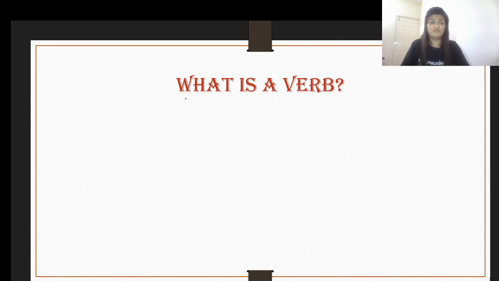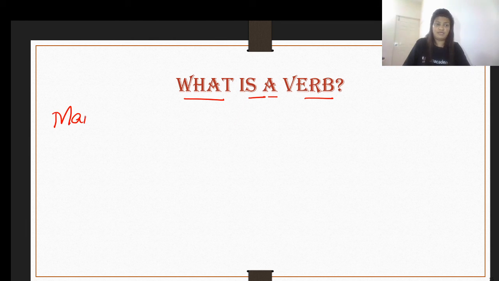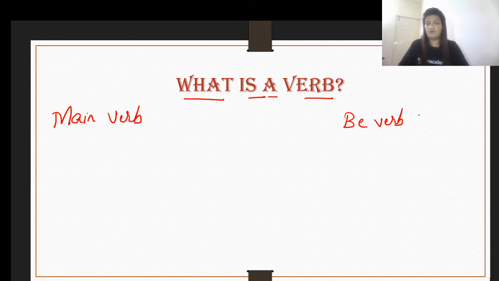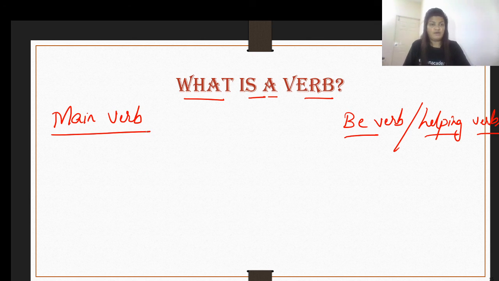Let us now go to a verb. What is a verb? Well, verb is a word that denotes the action in a statement. Now we have two types of verbs. One being main verb and the second being be verbs, or let us simply say helping verbs. These are also called auxiliaries. Now, what are main verbs?